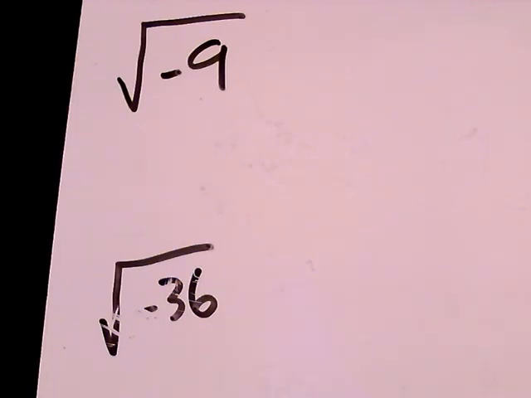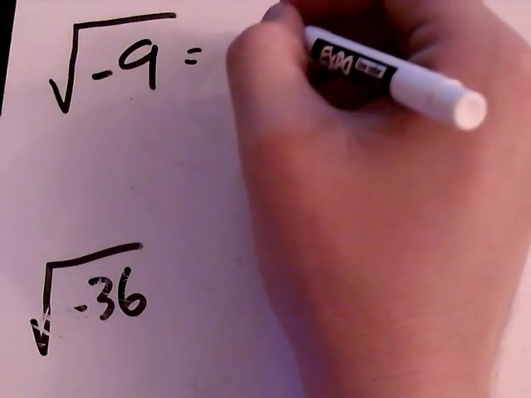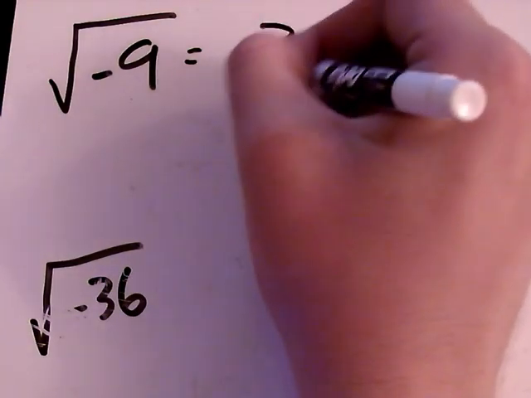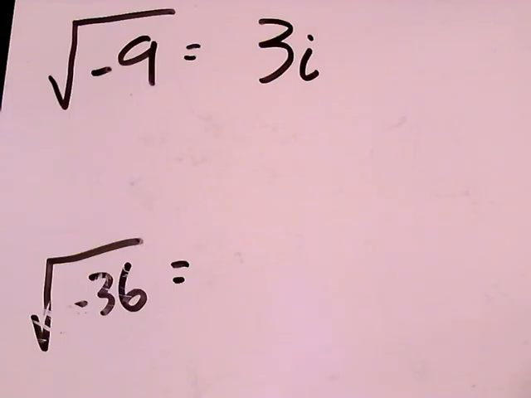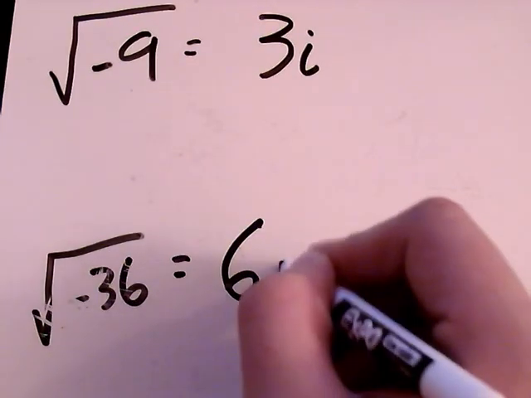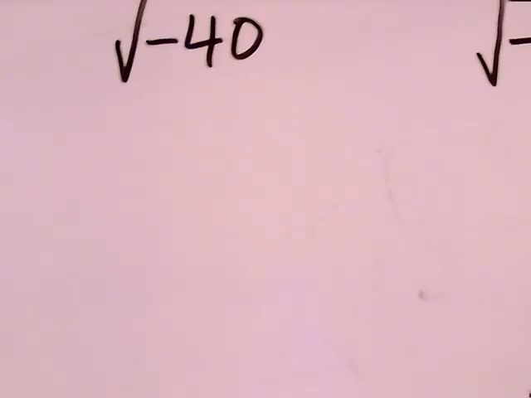So the first one, the square root of -9. This one is a perfect square. We should know our perfect squares. 9 is a perfect square, so that means 3. But since we have that negative in there, we have to make it 3i. Right here, the square root of -36, well that's 6i. So pretty simple when it's a perfect square.